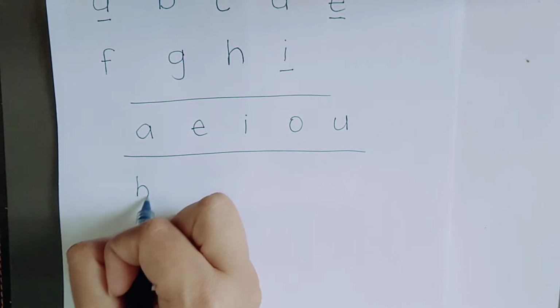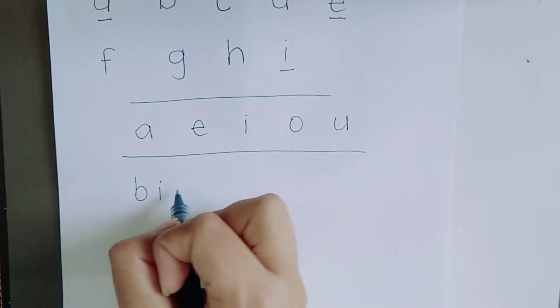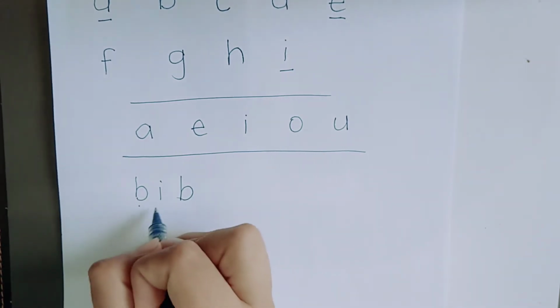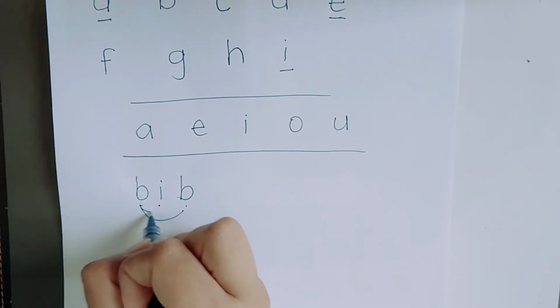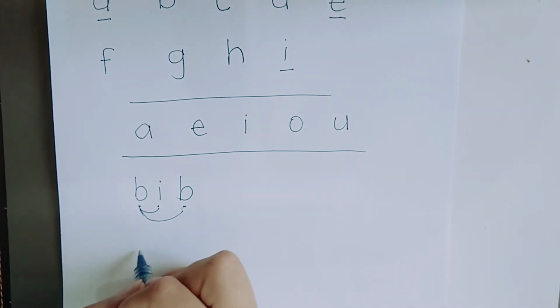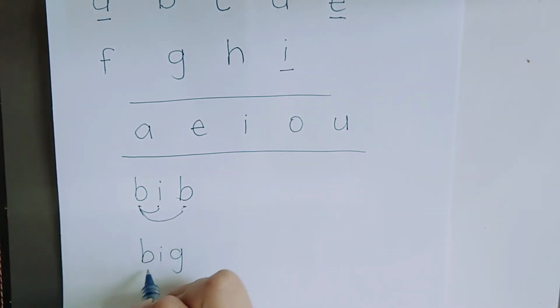This is letter B and the sound is B. This is letter I and the sound is I. This is letter B and the sound is B. B. I. Bib. B. I. Bib. B. I. G. Big.